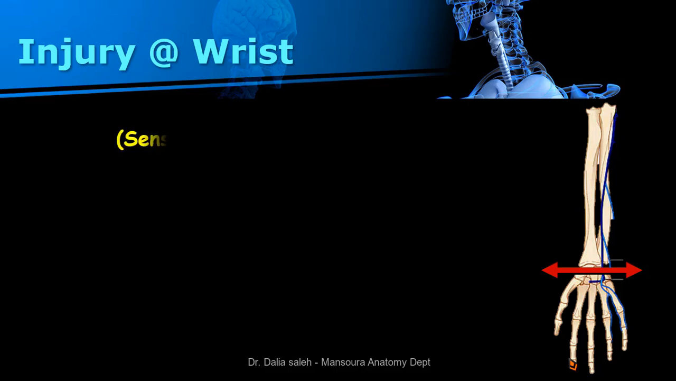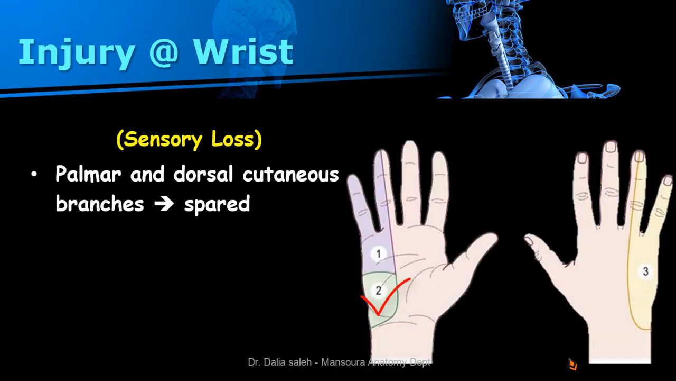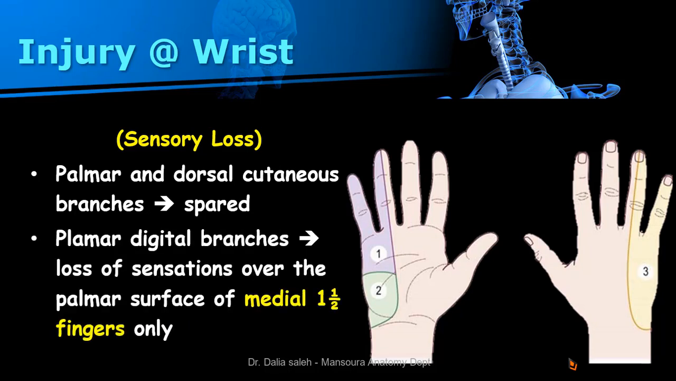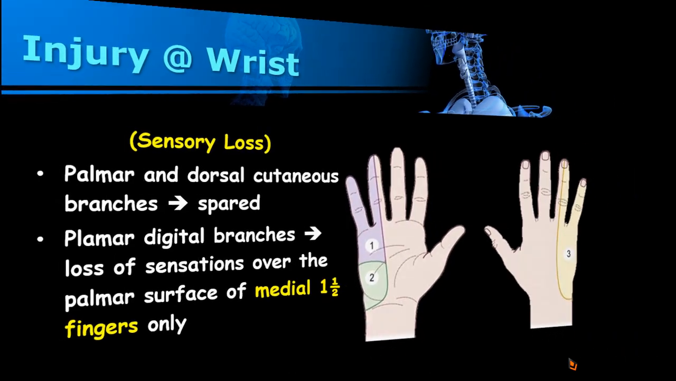Again, if the lesion is at the wrist, then the dorsal and the palmar cutaneous branches are not affected, so the sensory loss will be as follows. The area of distribution of the palmar cutaneous nerve will be spared, and also the area of distribution of the dorsal cutaneous nerve will be spared. And the only area affected is that area supplied by the palmar digital branches, so there will be loss of sensation over the palmar surface of the medial 1½ fingers only.